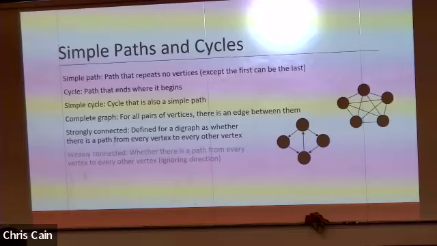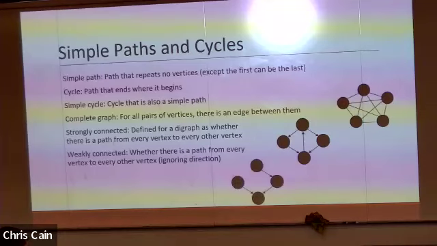For a directed graph, a weakly connected graph says that there is a way to get from each vertex to every other vertex if we ignore the directionality of the arrow. So here's an example of a weakly connected graph. We can't get from every vertex to every other vertex, but if we turned it into an undirected graph, we could.